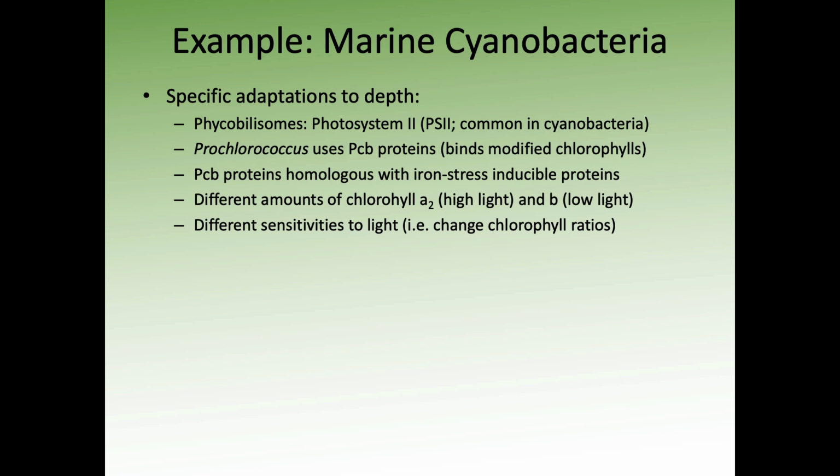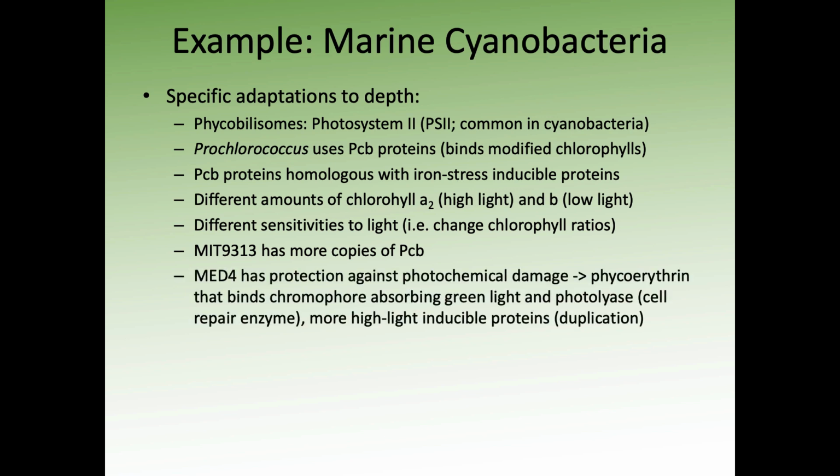And so what this allows is, by changing the chlorophyll ratio for different types of chlorophyll that are better used for high or low light conditions, we can see that each of these organisms has the ability to deal with different types of environments in a better way. So if we look at something like the low light adapted strain of Prochlorococcus, it has more copies of these PCB genes, whereas the MED4 has protection actually against photochemical damage. So there they actually have phycoerythrin and photolyase genes that can basically help protect their genome against experiencing more damage from light.